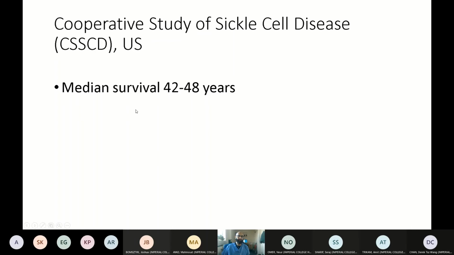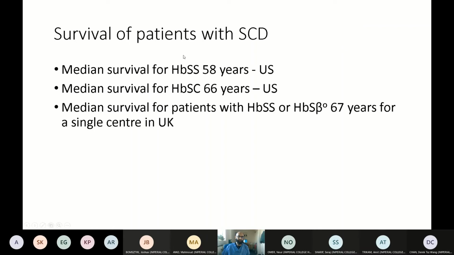And these are some studies from the US and the UK, which have estimated the survival of patients with sickle cell disease. Here you can see a US study, the Sickle Cell Cooperative study, which was done quite a while ago now, which estimated a median survival of 42 to 48 years, and some other studies, both from the US, in patients with SS and SC disease, and a study from the UK, which showed median survival for patients with homozygous sickle cell disease and S beta 0 thal of 67 years, and that was a single center study.